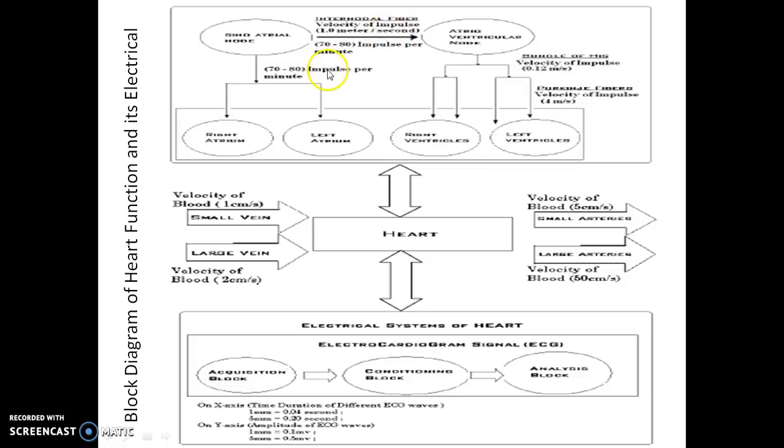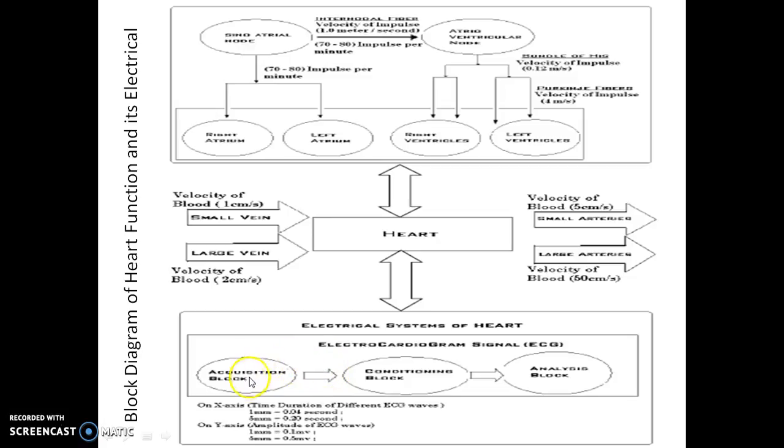And here the velocity of the electric impulses is mentioned. So if there is any problem in the velocity of impulses, we can also say there is some problem in the heart. Here we can see the electrical system of the heart. So we know that there is electrical activity happening in the heart, and that can be recorded as a signal in the form of a graph called the electrocardiogram. We are going to see the electrocardiogram after this lecture, in the next video lecture.